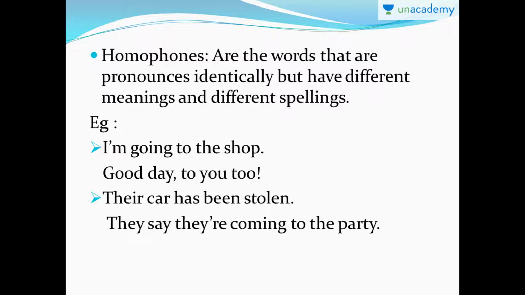Okay, for example, I'm going to the shop. So here, to. Pay attention to that, to. T-O. Good day to you too. So pay attention to this T-double-O. So there's a lot of difference because the spelling is different and the meaning is different, whereas we pronounce it the same way. To, to. I don't say to, I just say to. That's it. So I am going to the shop.